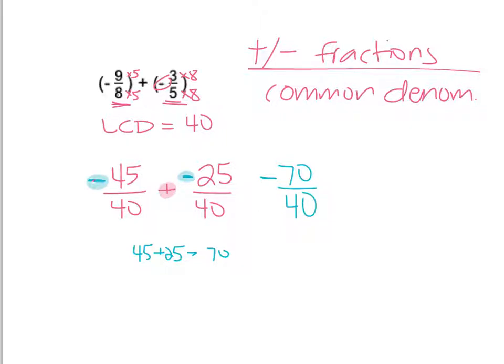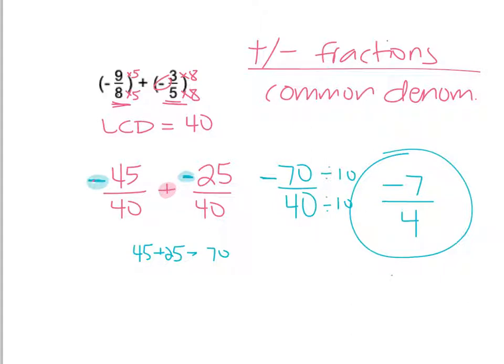And because it's a fraction, we have to make sure we reduce. I know they're both divisible by 10, so I have negative 7 over 4. If you would like to make it a mixed number, it would be negative 1 3/4. However, I prefer to leave my answers as improper fractions, but that is up to you.